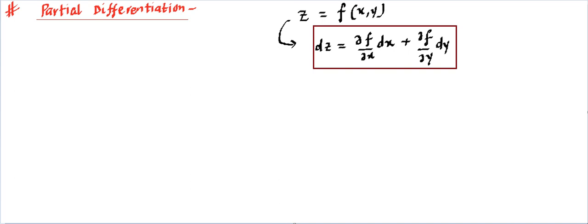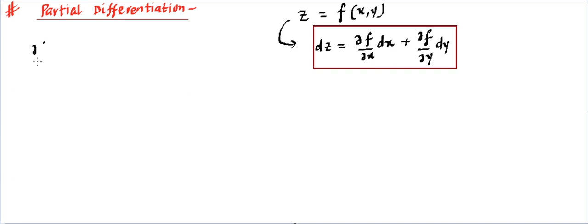First you need to grasp this. So change in z is going to be partial differentiation of f with respect to x dx plus partial differentiation of f with respect to y dy. Now what this partial means, whenever we're talking about the partial differentiation, let me write over here.